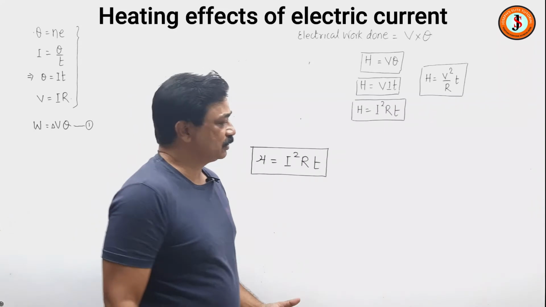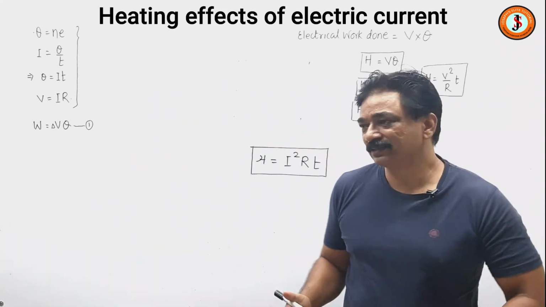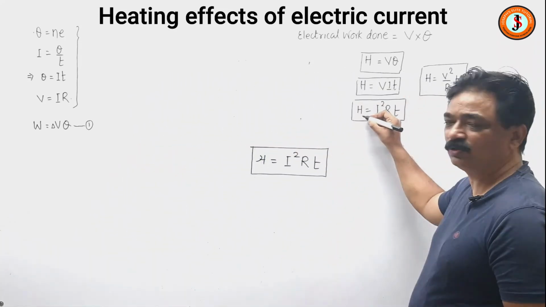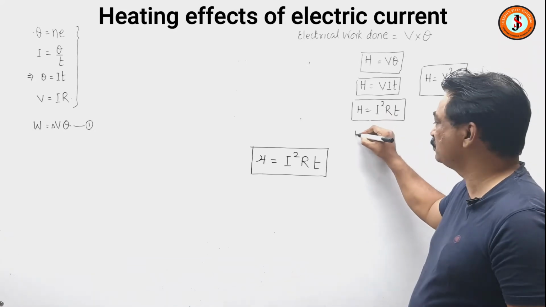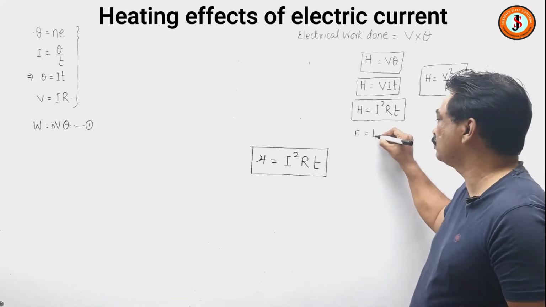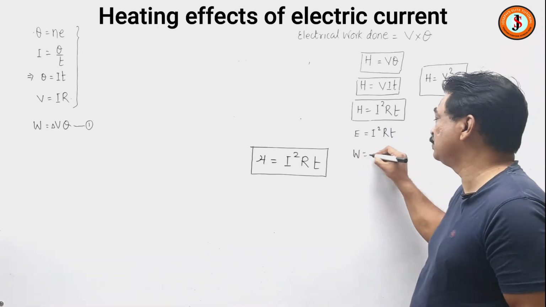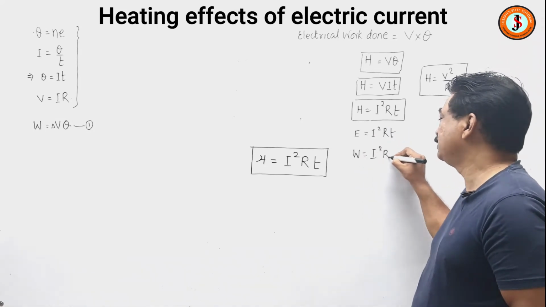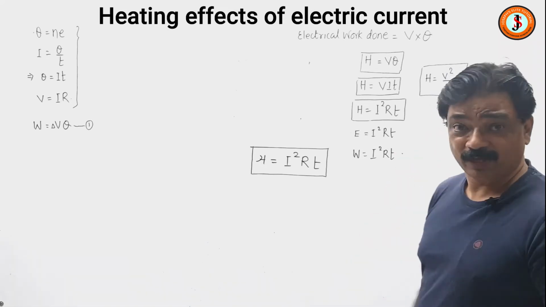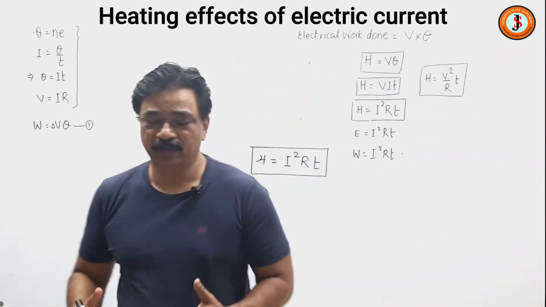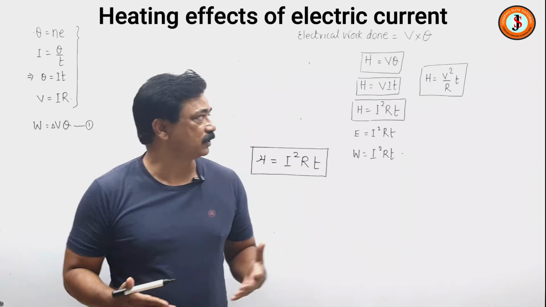So that is what is there, and all these things are the same. The equation for heat produced, but heat is a form of energy, so energy consumed is also equal to I square RT, and electrical work done is also equal to I square RT. These we can use. Thanks a lot, children. So I hope you have studied these.